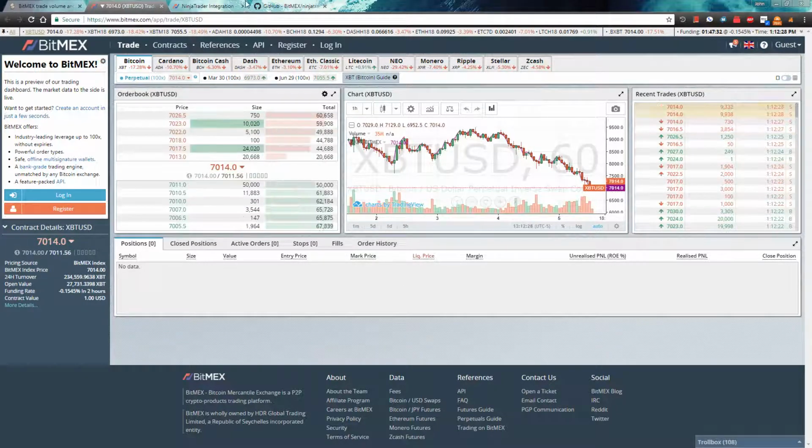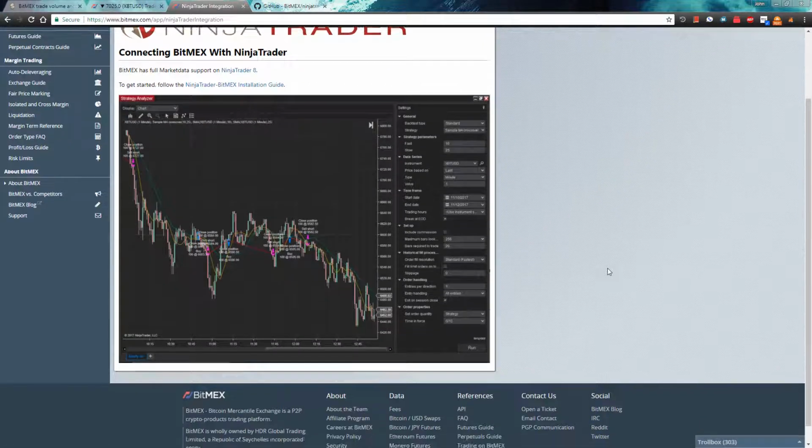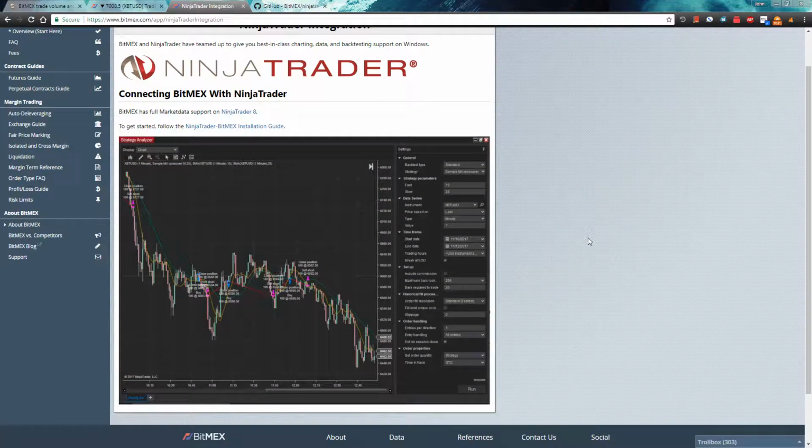Now, if you didn't know that you can do that, the website is through BitMEX, and it's .com/app/NinjaTrader integration. You can find the link below the video, and you can click on that. So this goes over how to integrate NinjaTrader with BitMEX, and this is awesome because now you can get the charting that actually moves. If you try to pull up a futures chart of, let's say, Bitcoin futures through the CME, it's going to look like an absolute train wreck because it just doesn't move.